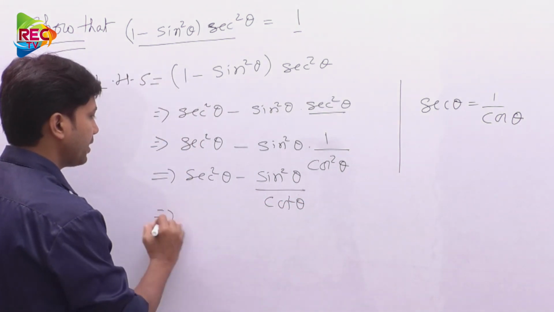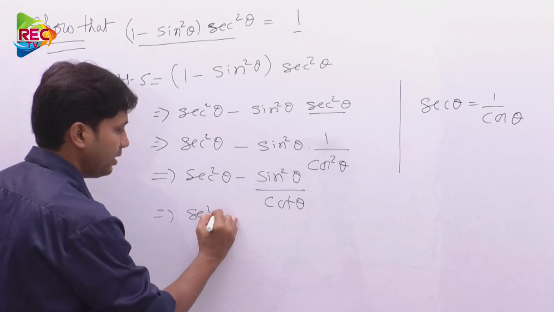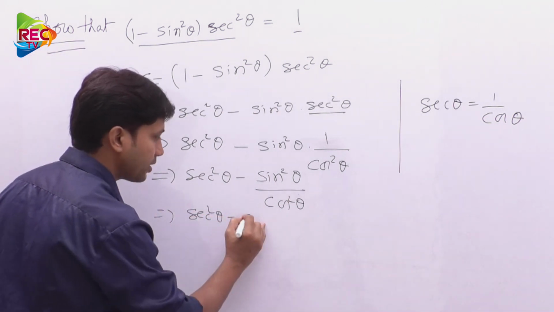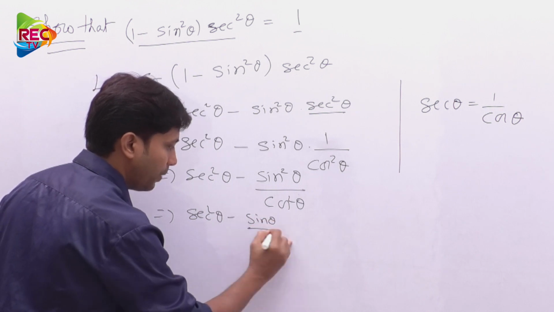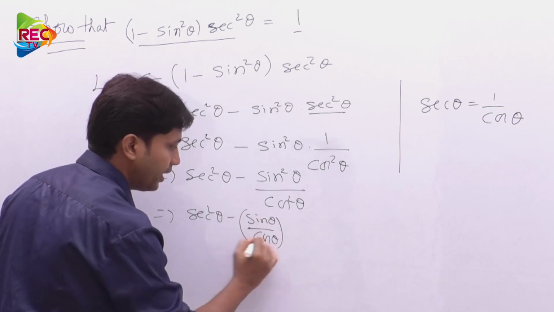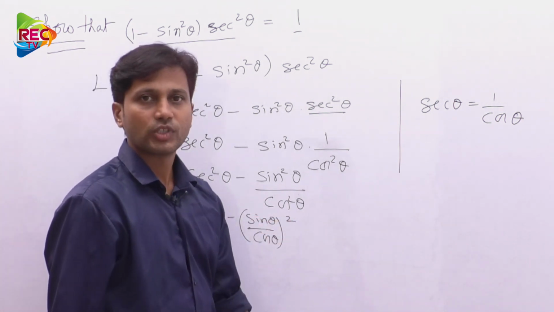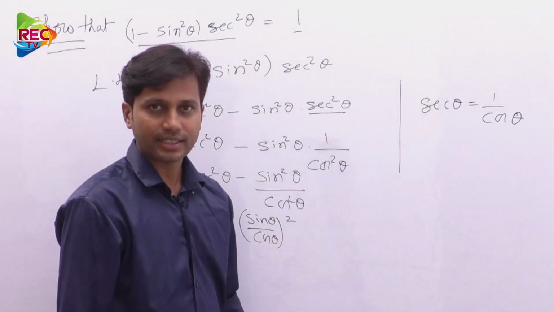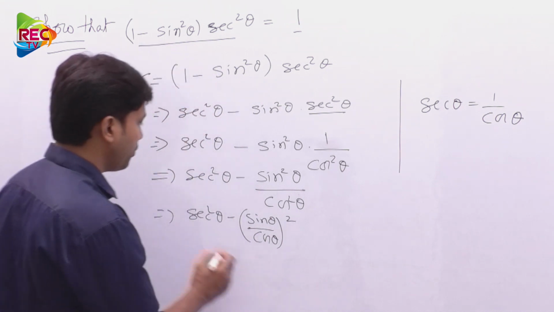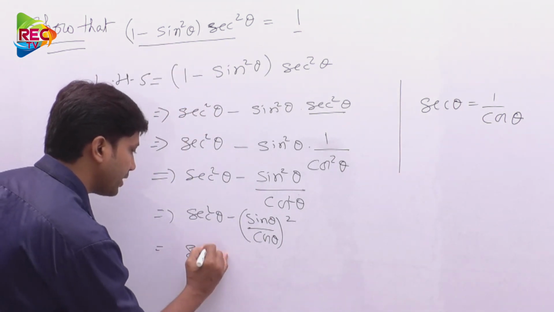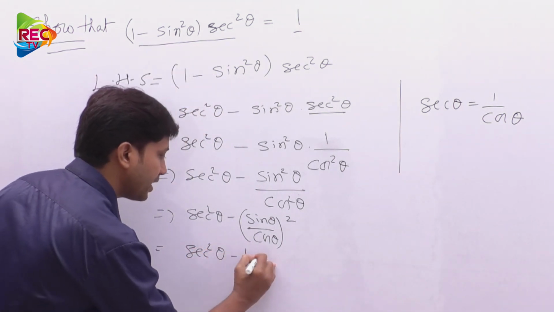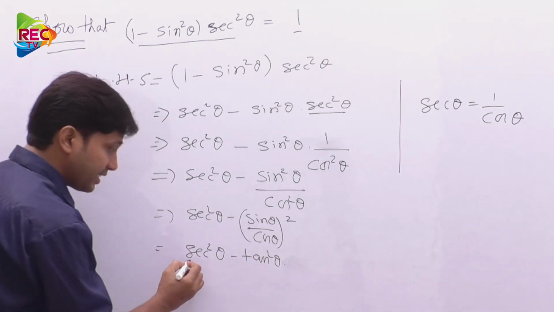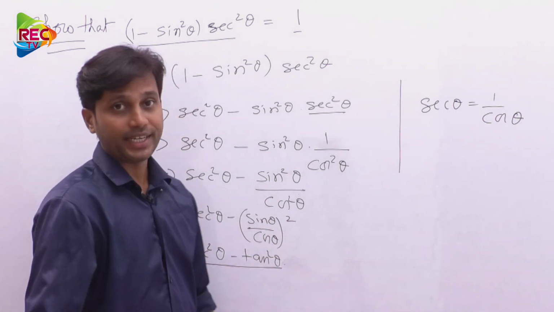So, how can we rearrange them? Secant square theta minus this can be written as what? Sin theta by cos theta to that whole square. Okay. So, what is the ratio of sin theta and cos theta? Is it tangent ratio or not? Yes. So, therefore, here secant square theta minus tan square theta. Actually, here secant square theta minus tan square theta we obtained.